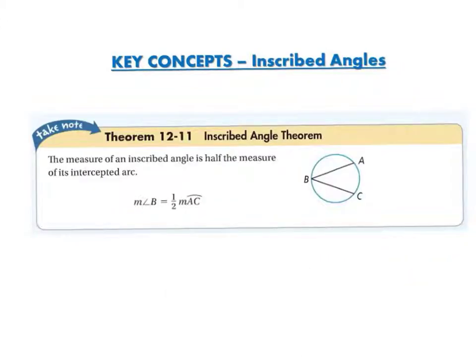Now our first theorem, or theorem of the inscribed angle, is that the measure of the inscribed angle is 1/2 the measure of the intercepted arc. So no matter what the measure of this intercepted arc is, which is the same measure as the central angle, the inscribed angle is 1/2 of that measure.